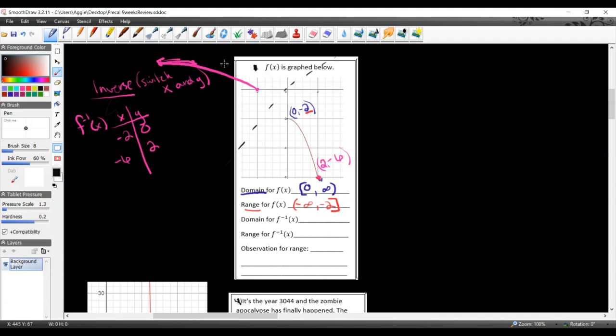So we're going to go ahead and find the domain for this one now. The domain for this new graph, f inverse of x, is going to start from the left side. On the left side, the arrow is going forever, which would be negative infinity, parentheses. And it comes all the way to this point, which happens to be -2.